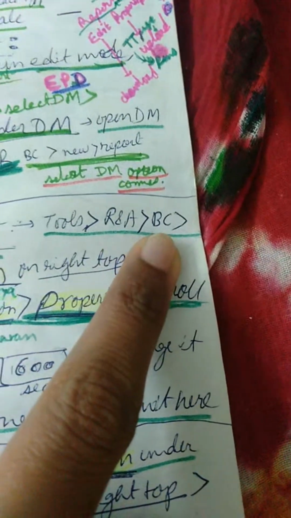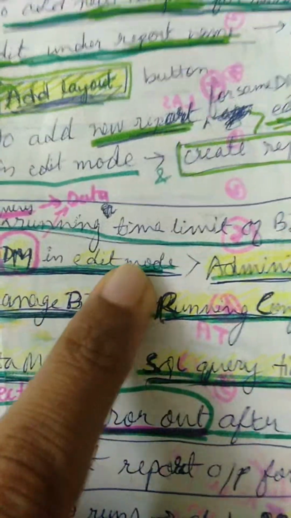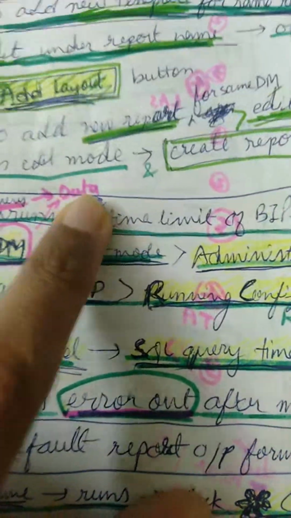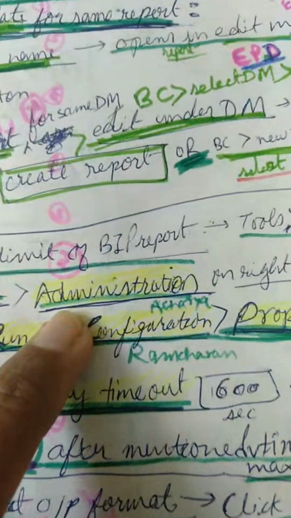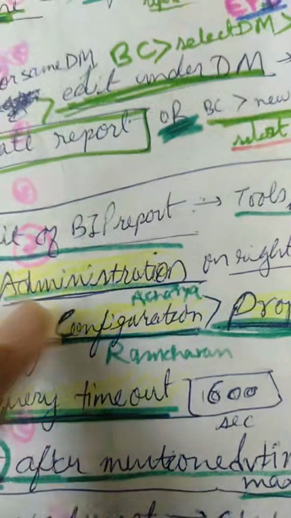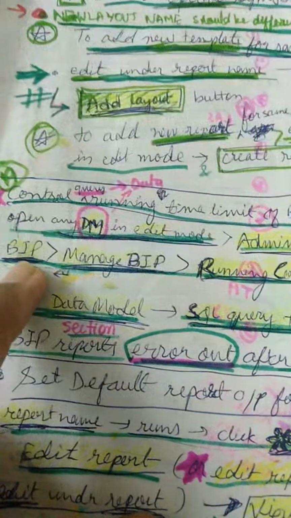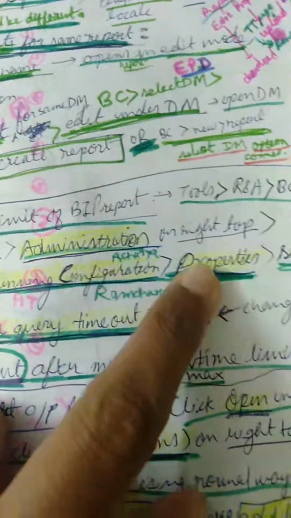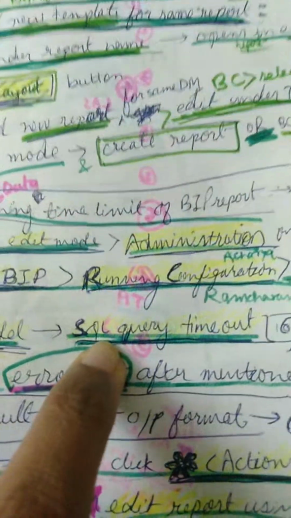So tools, reports and analytics, browse catalog. Then we'll open the DM in the edit mode. Why opening the DM? Because it deals with data. Now we have administration. The navigation is here, administration. Because I'm dealing with BIP, we have manage BIP, running configuration, properties, and then we have to scroll to the data model section and SQL query timeout.